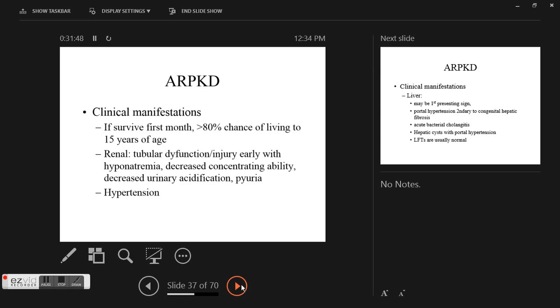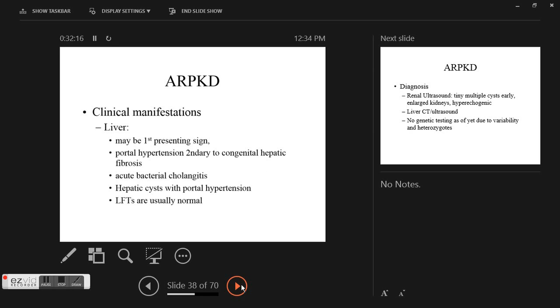Hypertension, and a lot of times it's because of mass effect, because their kidneys are so large and cystic that you actually sometimes will see vascular compression. There are probably some vascular mediators that are activated as well, but those haven't been as well elucidated as far as etiology goes. Liver, we talked about congenital hepatic fibrosis. The LFTs are usually normal, so keep that in mind. So when you see this in a baby, if the LFTs are normal, it doesn't necessarily help you.